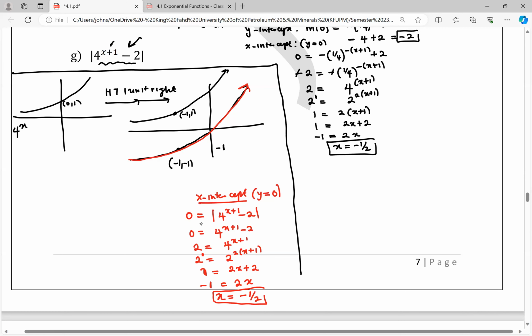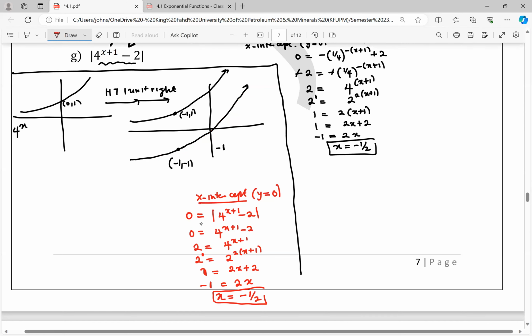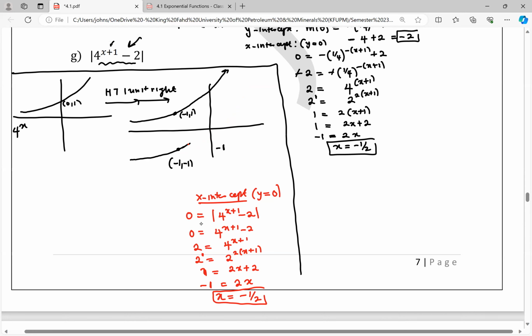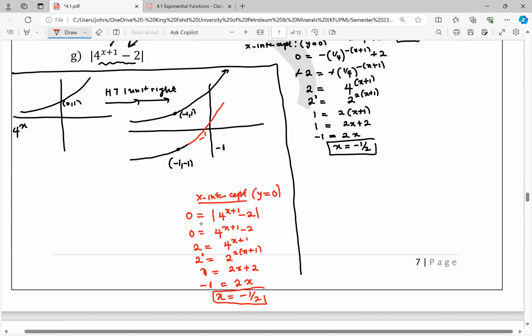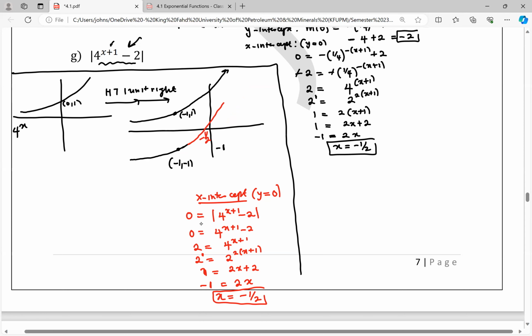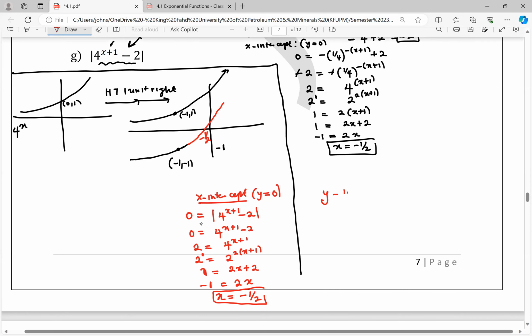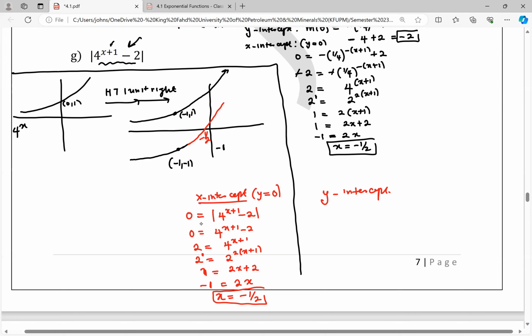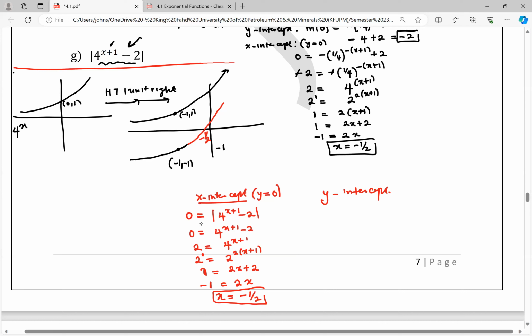So it means that this graph is going to cut the x-axis at where? At minus, not at plus. So it's going to cut at minus half. All right, now you can see it also has a y-intercept. So what is the y-intercept? You can find the y-intercept. Let me do this here.